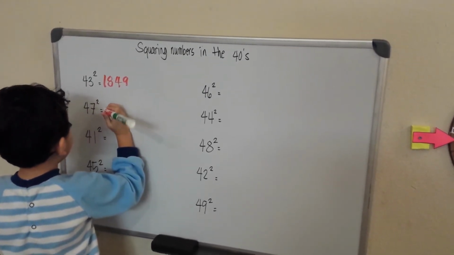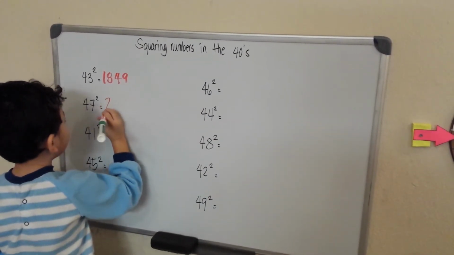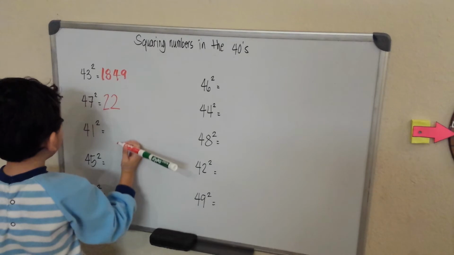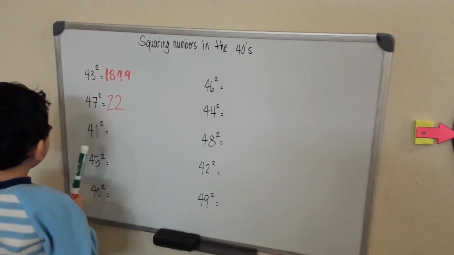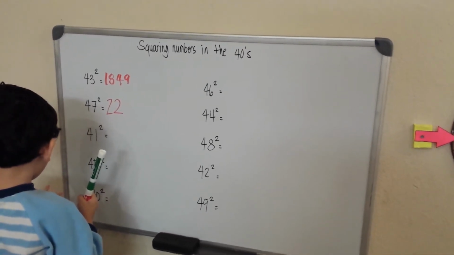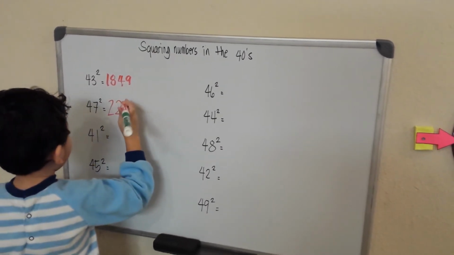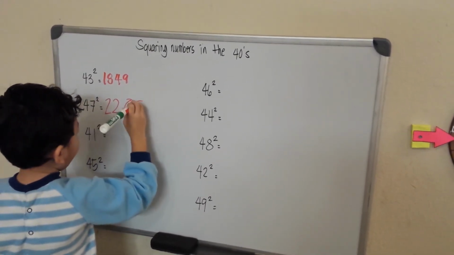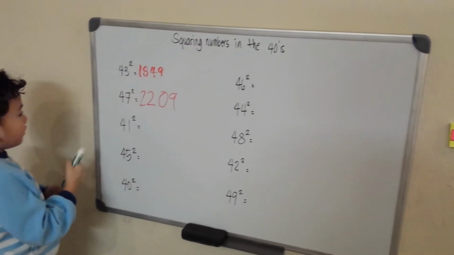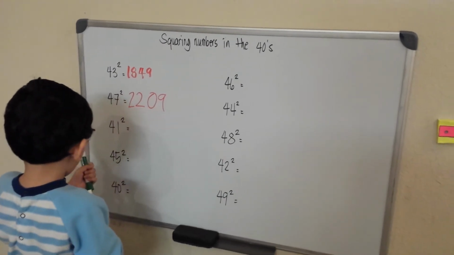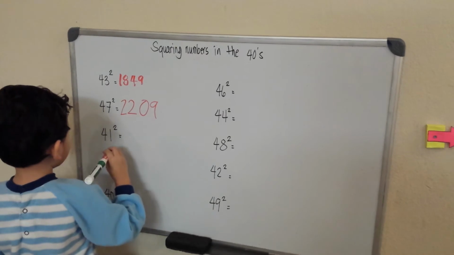Now we have 47 squared. 15 plus 7 is 22. And how far is 47 away from 50? There's 3 away. So 3 squared is 09. So 47 squared is 2,209.